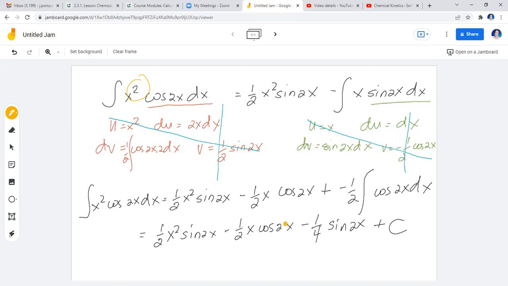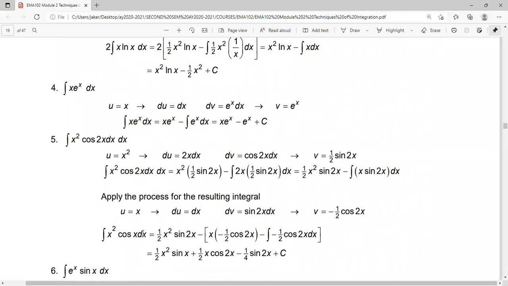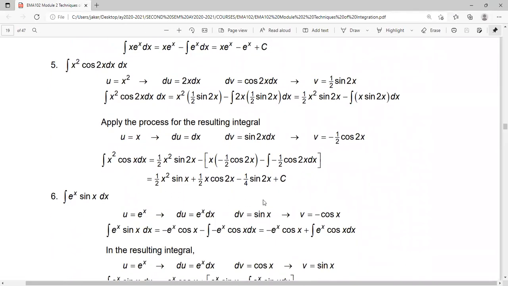I hope you're still there. Anyway, so this is double by parts. Now I will go back to our slides, our document rather. Okay, you have here double by parts. Now we go to, this is the answer.